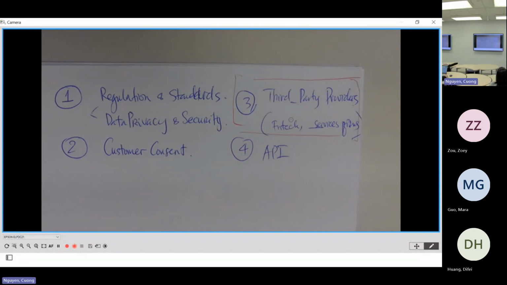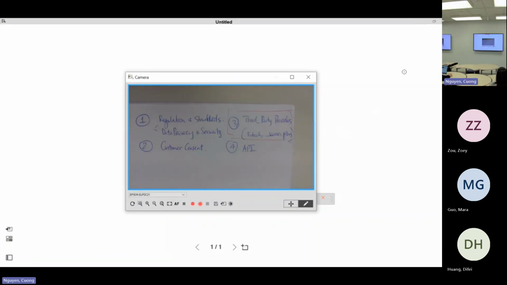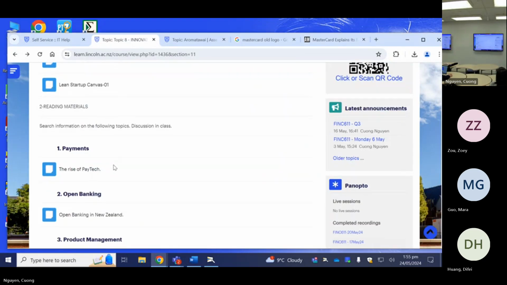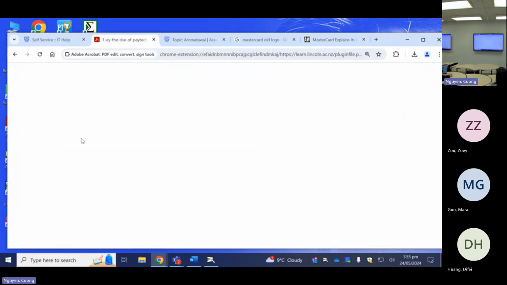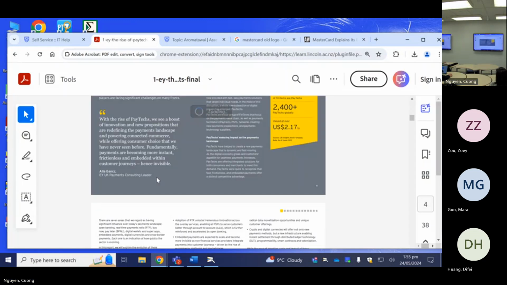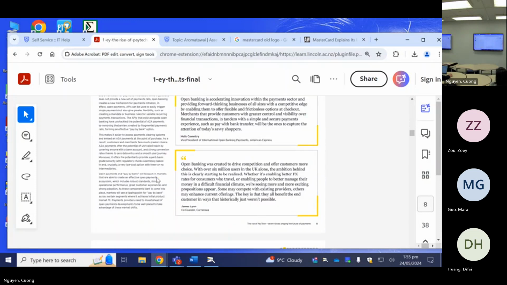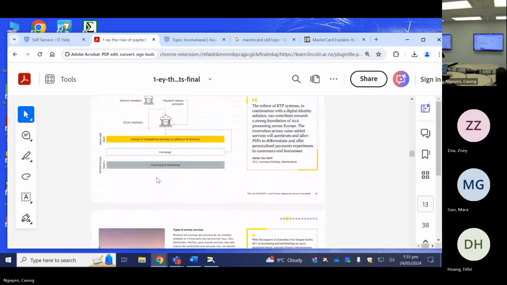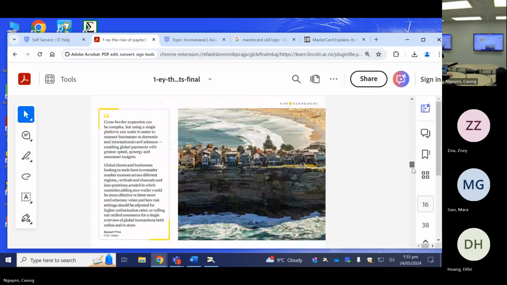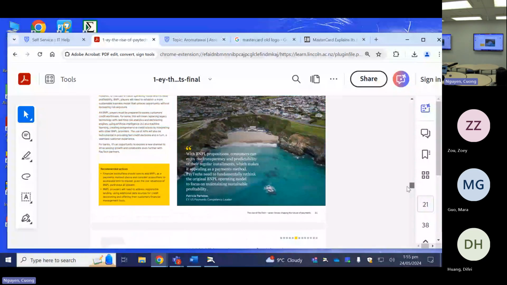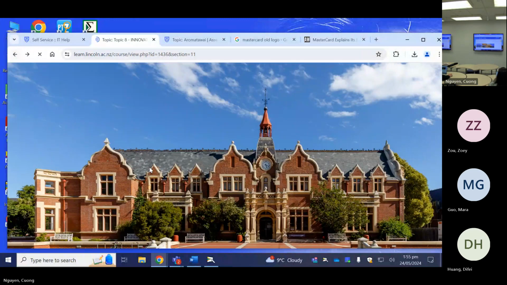Now, in the document that you have, you can see the payment type, the one. You will see what we have... sorry, this is the other one.